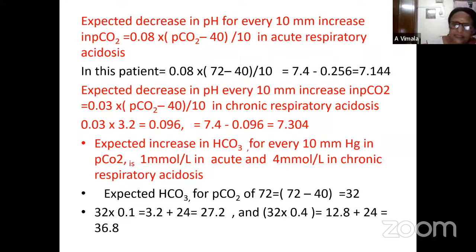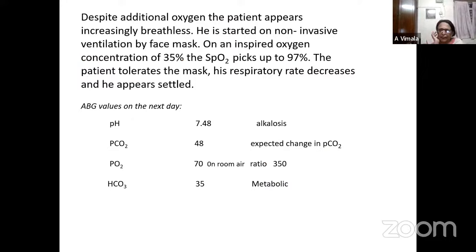Okay, so this patient had, to start with, a respiratory acidosis, hypoxia, was ventilated, corrected, and the pH got corrected. Now let us see what happens. This is a live case we had in Govind's Hospital. Despite additional oxygen, the patient appears increasingly breathless. He was started on non-invasive ventilation by face mask. On an inspired oxygen concentration of 35% with NIV, saturation picks up to 97. The patient tolerates the mask, respiratory rate decreases, and he appears settled.